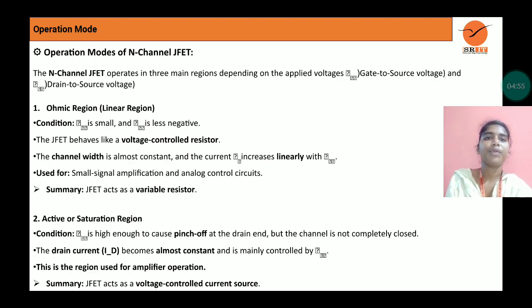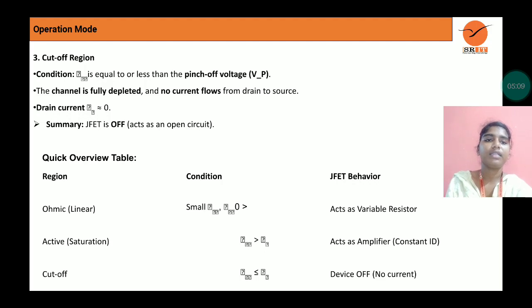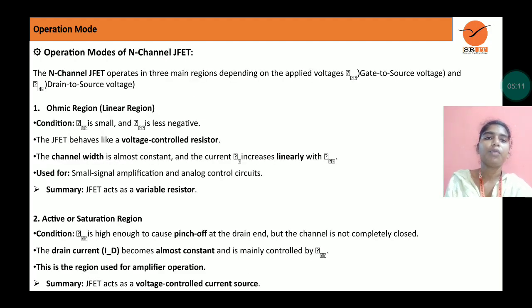Modes of operation of the N-channel JFET. First, the ohmic region, or linear region. The condition is that VDS is small and VGS is less than 0. The JFET behaves like a voltage controlled resistor. The channel width is almost constant and the current increases linearly with VDS. It is used for small signal amplification and analog control circuits. Summary: the JFET acts as a variable resistor.